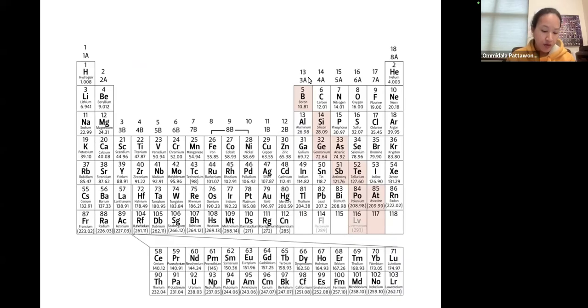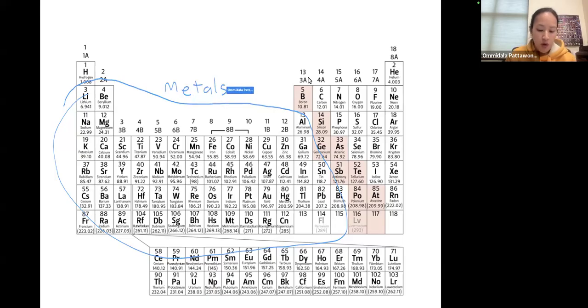From the previous chapter, we learned that when you combine metals, including the F block as well, but the majority would be in the S and D blocks right here, this is going to be the metal part. When you combine this together with the non-metal part, which is this part right here, I'm just going to write NM, you are going to end up with an ionic compound.